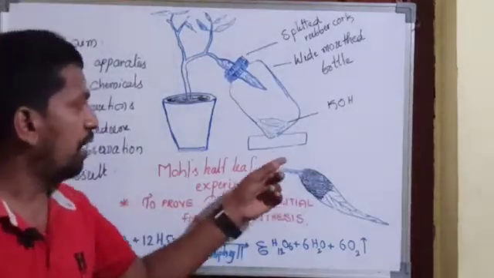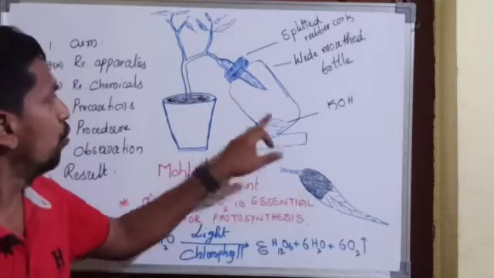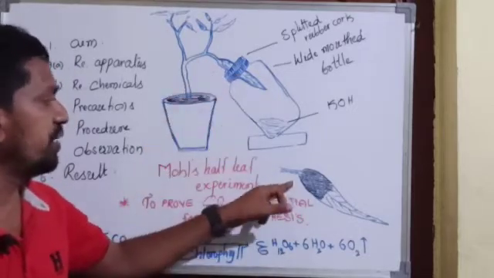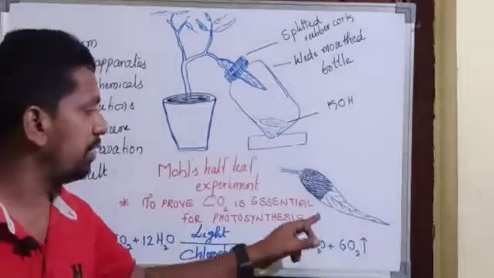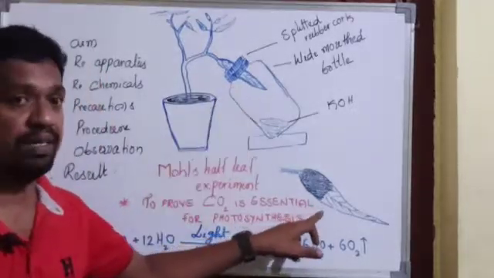Observation. After pouring the tincture iodine, only the half of the leaf which is outside the bottle changed to a blue-blackish color. The second half which is inside the bottle doesn't have any color change.